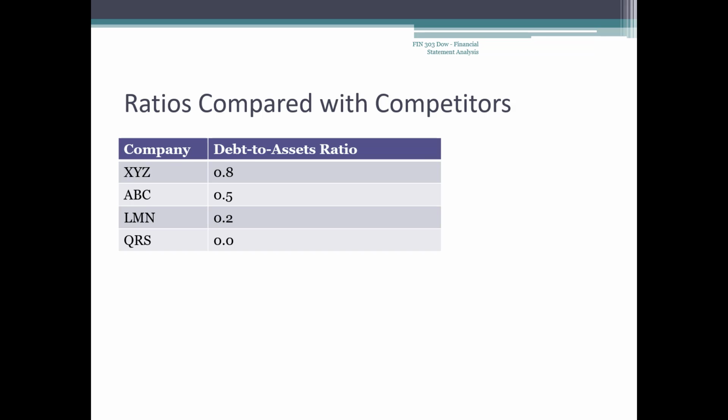Here are the debt to assets ratios for XYZ and its three main competitors. We see that XYZ is using more debt than the other firms. Is that bad in itself? Not necessarily, but it does suggest that we ought to take a closer look.